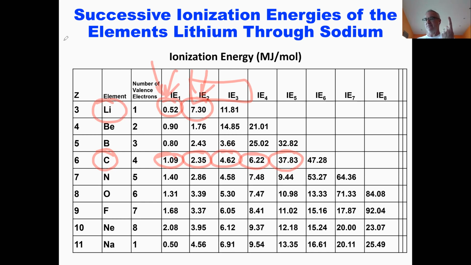So the first one, relatively straightforward. Second one, twice as hard. Third one, twice as hard again. Fourth one, about 50% increase. But then when we hit the fifth one, there's a 500% increase in the amount of energy. What does that tell us? It tells us that carbon has 1, 2, 3, 4 valence electrons.